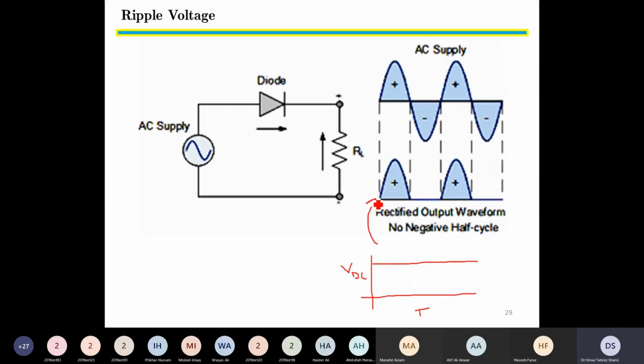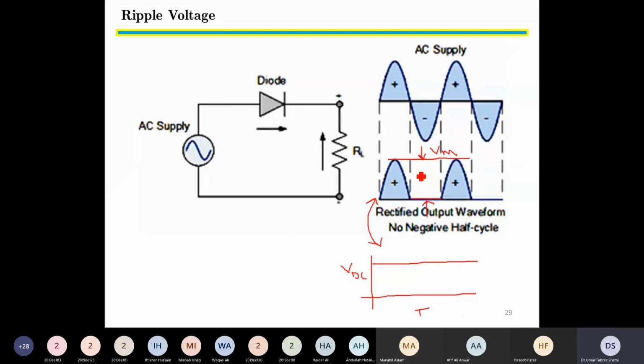However, if we compare the ideal DC with our obtained DC from the rectifier, we observe that there is a large difference. This difference is due to the ripple voltage. The ripple voltage in our case is the difference from the peak to the minimum voltage. The minimum voltage is 0 volts. The maximum voltage is Vm in our case. The ripple voltage is then Vm. It is very large. It is the difference between the peak and minimum of the output voltage.